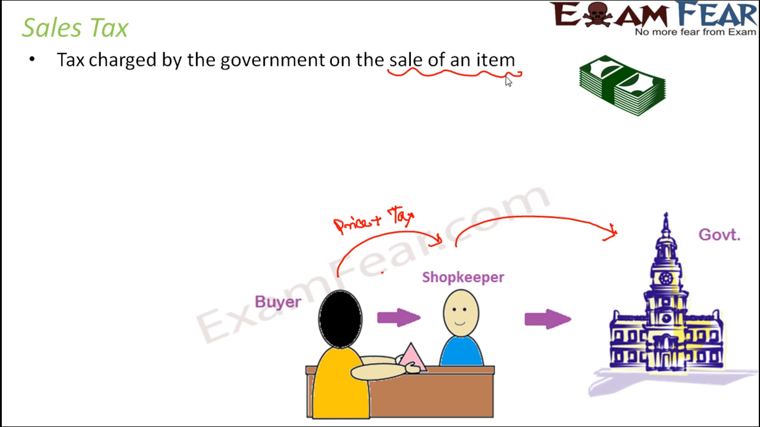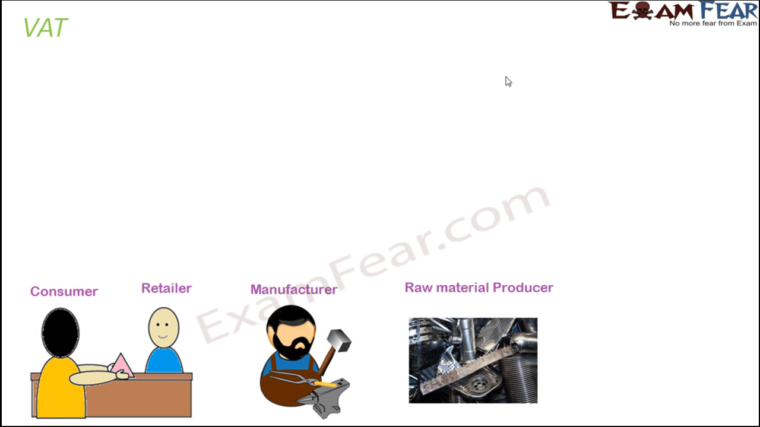Now, why did VAT come into picture? We will very quickly and simply discuss a problem which was observed with sales tax. For the sale of any item, there are many different stages involved. For example, you have somebody who is producing the raw material, then somebody who is manufacturing the item from the raw material, then you have the retailer, who is nothing but your shopkeeper, and then you have the consumer, which is nothing but the customer, that is us. So these are broadly the 4 stages involved in the sale of any item.